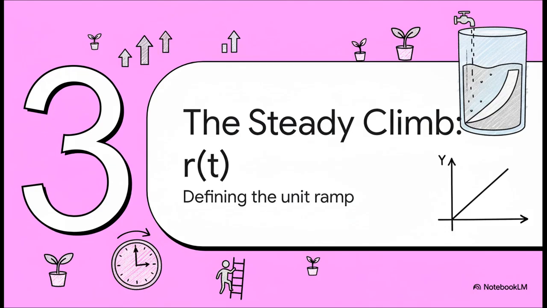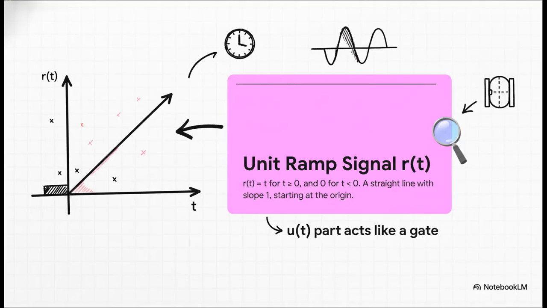Awesome. Now let's take that simple on-off switch idea and use it to build our next signal, the one that grows nice and steady, just like the water in that tank. So this is the unit ramp, r of t. It's defined as t times u of t. Now that u of t part basically acts like a gate. When time is negative, u of t is 0, so it shuts the whole thing off. The ramp is 0. But once time is positive, u of t becomes 1, so r of t is just equal to t. That gives us a perfect straight line climbing up from the origin with a slope of 1.